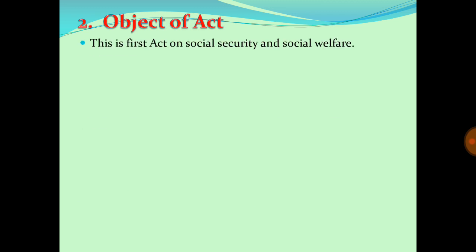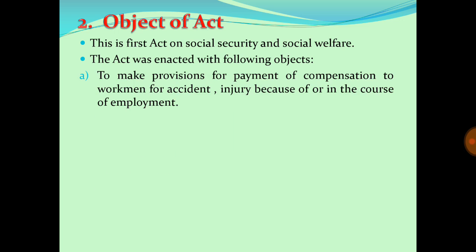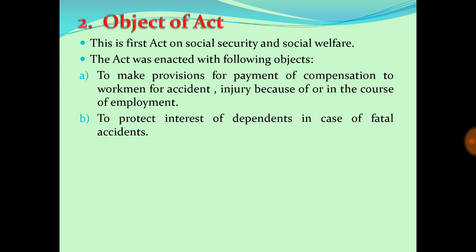We must say what is the object of the Act. This Act is the first social security and social welfare legislation, because the Act is enacted to provide welfare to those workmen who get injured or who meet with death in an accident. So this Act is enacted with the following objects. The first object is to provide compensation to workmen for accidental injuries in the course of employment. The second object is to protect the interest of dependents in case of fatal accident. Fatal accident means the accident where the workman meets with death.